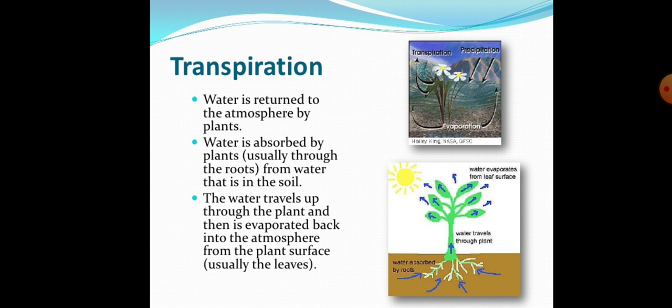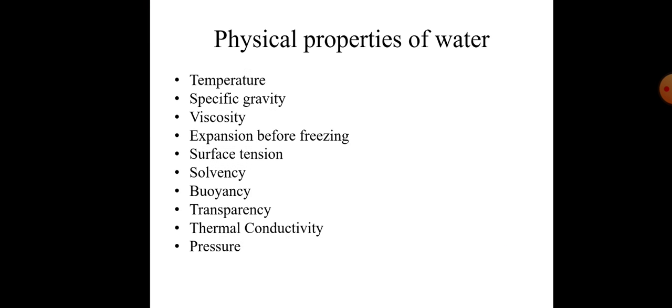Water is absorbed by the plants, usually through the roots, from water that is in the soil. The water travels up through the plant and then is evaporated back into the atmosphere from the plant surface, usually the leaves. That is the transpiration process.